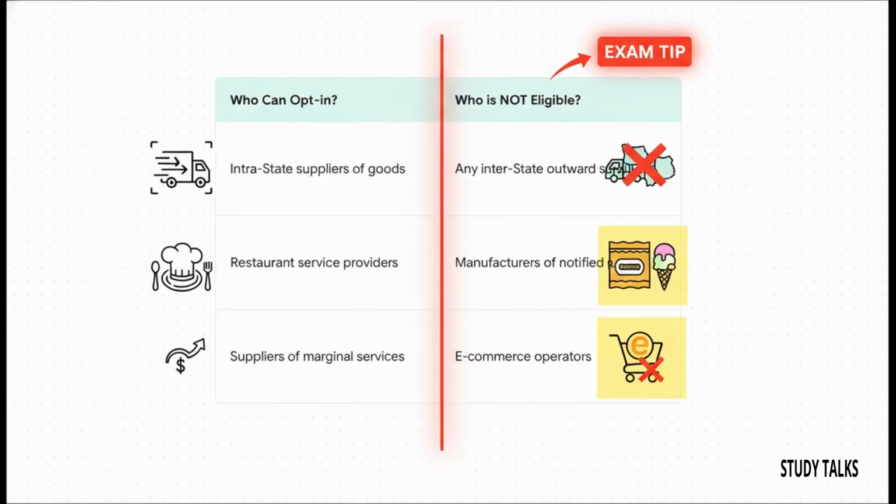And this is so important. This slide shows you who's in the club and who's not. On the left, you've got your typical members, suppliers of goods within a state and restaurants. But look to the right. This is your exam cheat sheet right here. If you sell goods to another state, even once, you're out. If you manufacture things like pan masala or ice cream, you're out. Sell stuff through an e-commerce site, you're out. These are the lines that ICAI loves to blur in their questions.